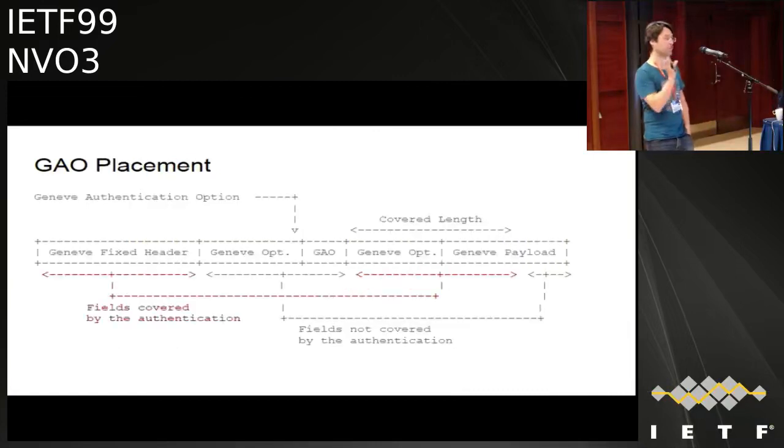So this is how it works. We have the Geneve fixed header, some Geneve options that are not covered, and then we indicate that from that point, with the GAO option, we just indicate from that point up to the covered length, this is going to be authenticated. So things that are outside the covered length are not authenticated, and things before the GAO, between the GAO and the Geneve header are not authenticated either.